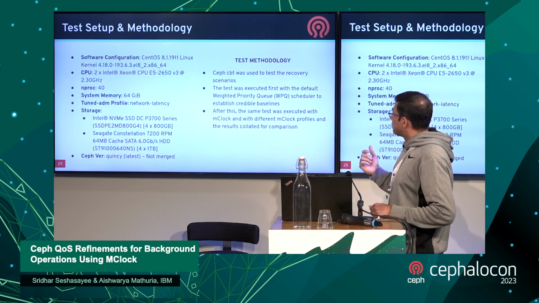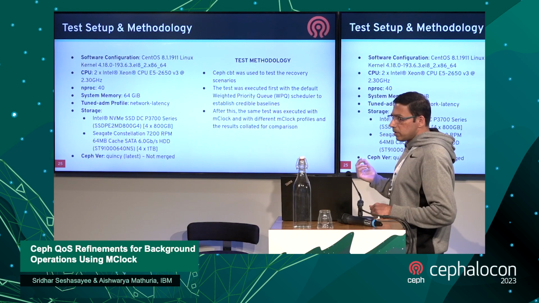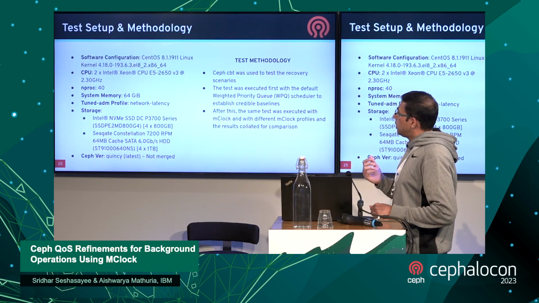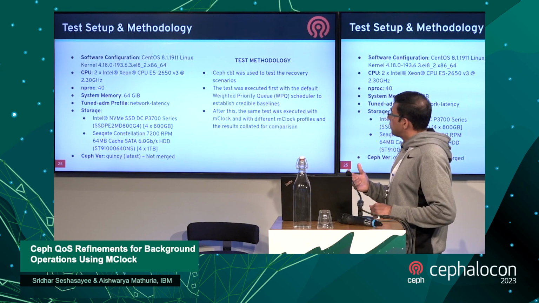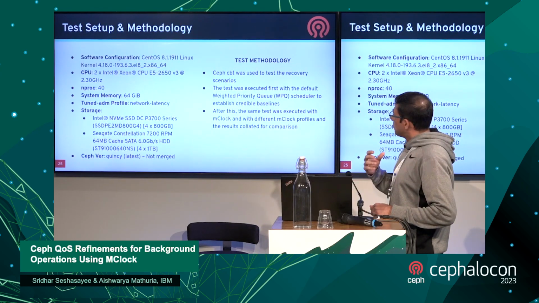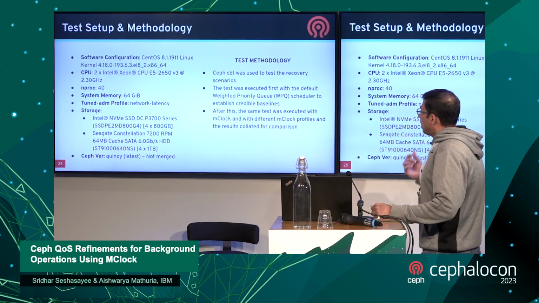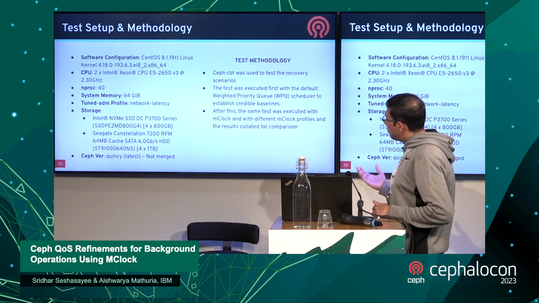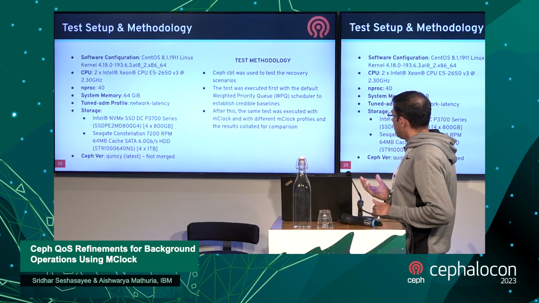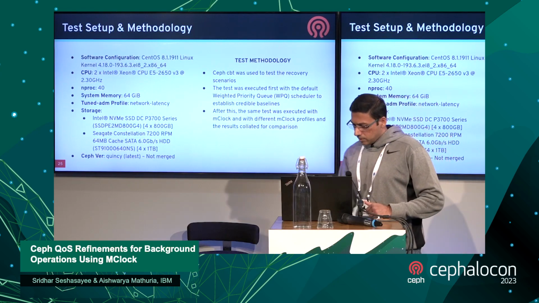It already had a recovery test, so what we did was enhance that test to cater to this specific use case, where we create degraded recoveries and backfill as well, and then use FIO to run IOs on the client pool, and then measure all the metrics that we wanted to. As a baseline, we also executed the same test on WPQ to establish the baseline, and later use it for comparison purposes.